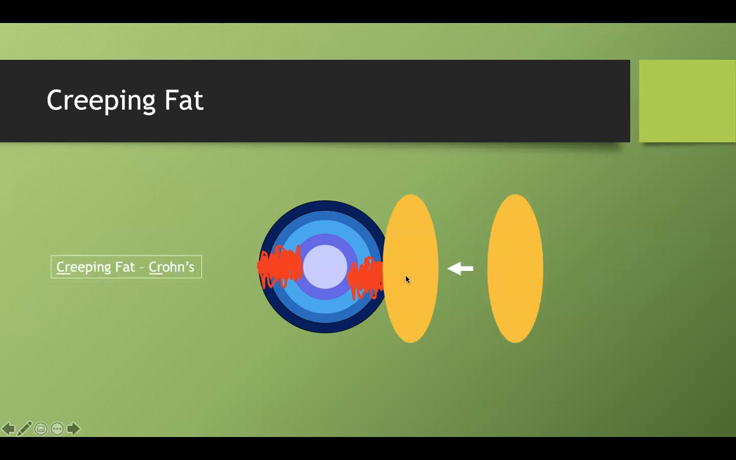cytokines. And we're not going to see that in ulcerative colitis because we'll find out later that ulcerative colitis only causes inflammation of the first two layers. And so there's no cytokine release that can draw this fat into this area in the first place. But if this mnemonic still helps you, the creeping fat and Crohn's, by all means use it.